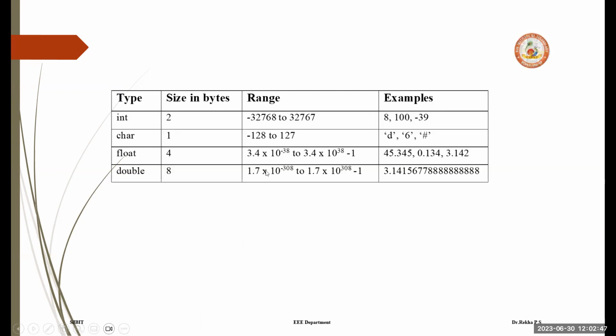So you can see here the sizes of int, char, float, double, like the size in bytes and ranges of those, and examples. These are the examples.